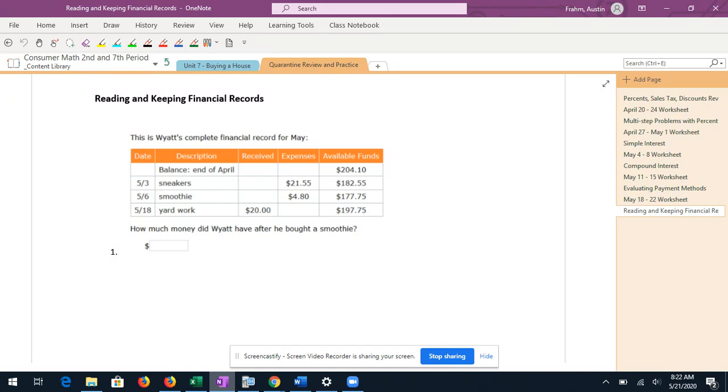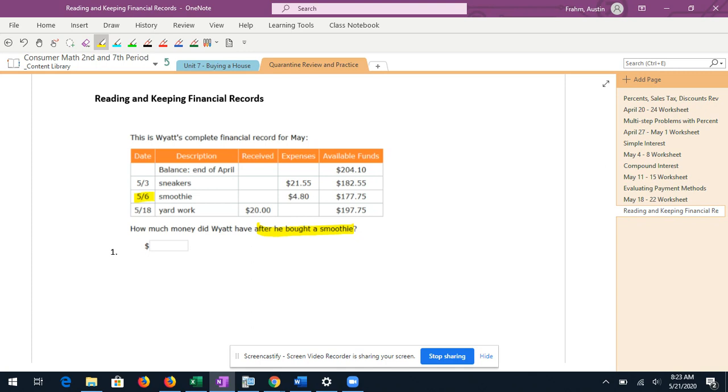And the question is, how much money did Wyatt have after he bought a smoothie? All right, so throughout May, Wyatt did three different things. On May 3rd, it looks like he bought some sneakers because it's an expense. On May 6th, he bought a smoothie. And then on May 18th, he did some yard work and he received money. So he got paid money. But our question says, how much money did Wyatt have after he bought a smoothie?